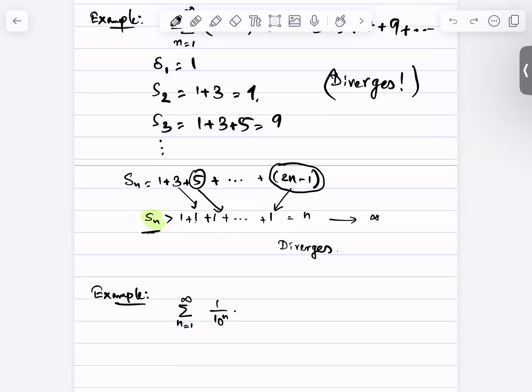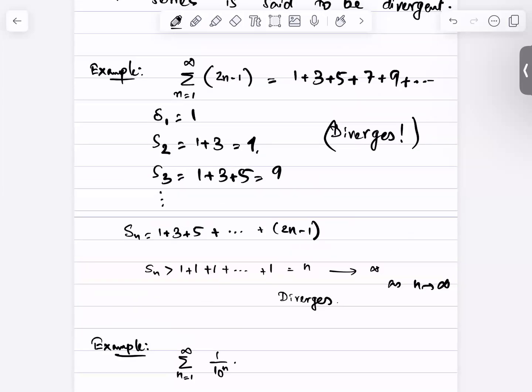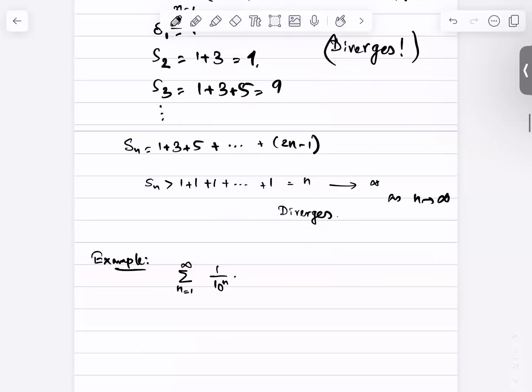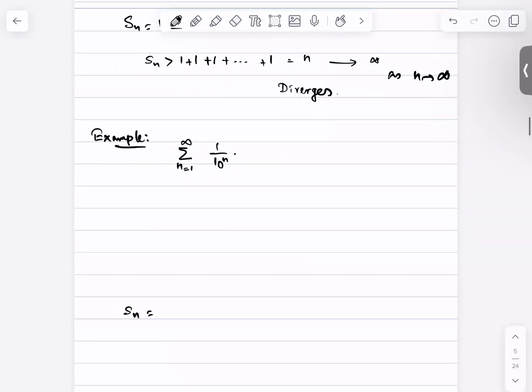And now if we take n to be infinity, right, then Sn will tend to infinity. So therefore, my sequence of partial sums diverges. And hence, my series also diverges. Okay, cool. Next example is summation 1 over 10 to the n.